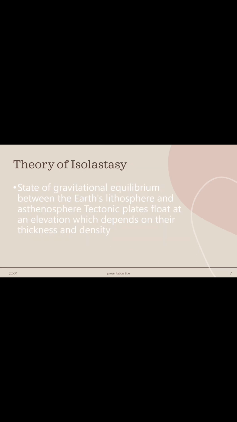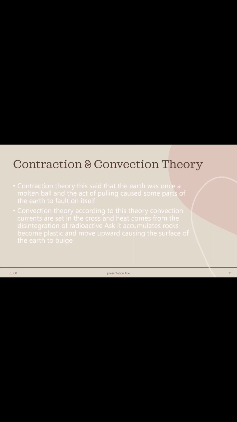And now, let's proceed to theory of isostasy. It is a state of gravitational equilibrium between the Earth's lithosphere and asthenosphere. Tectonic plates float at an elevation which depends on their thickness and density. The contraction theory: Earth is shrinking because it is cooling, and the great pressure squeezes parts of the Earth into a smaller volume. Gravity draws the crust inward, causing it to be buckled, bent, and crushed.